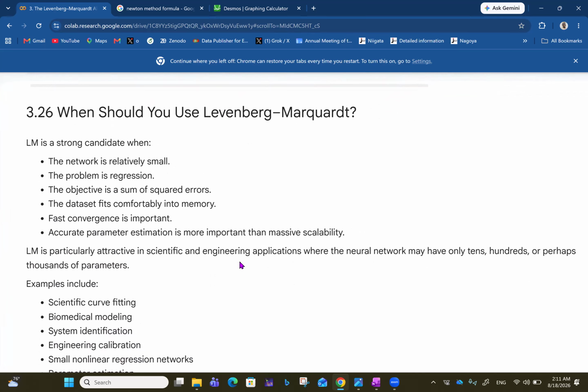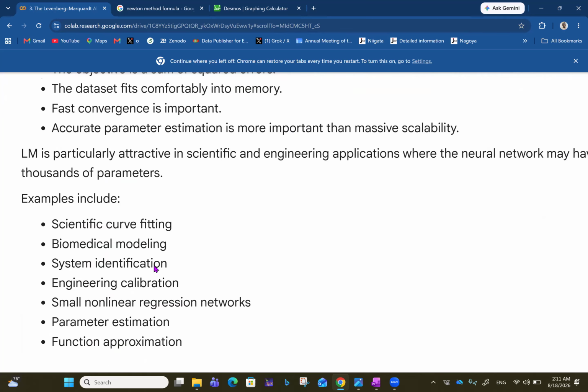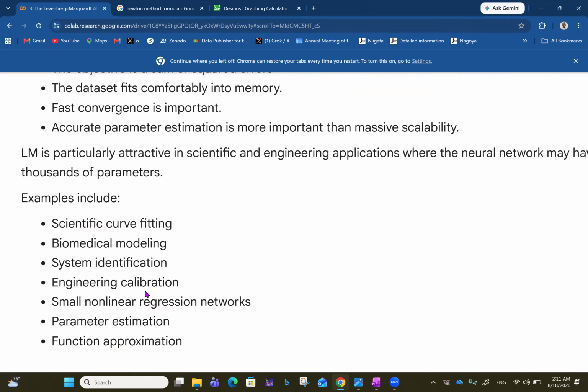So LM is particularly attractive in scientific and engineering applications where the neural network may have only tens or hundreds or perhaps thousands of parameters. Examples include scientific curve fitting, biomedical modeling, system identification, engineering calibration, small nonlinear regression networks, parameter estimation, and function approximation.